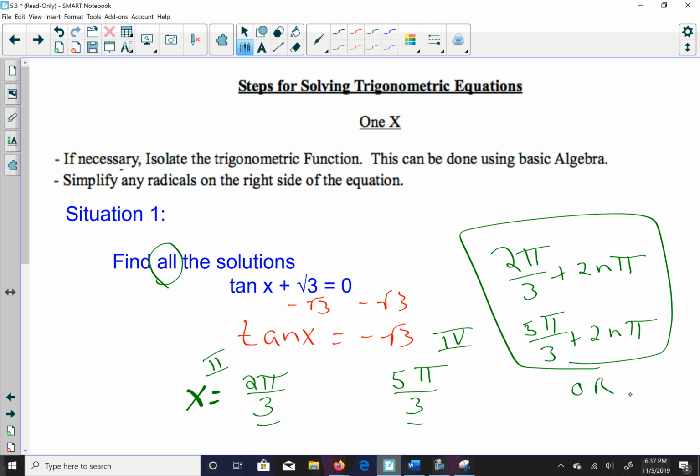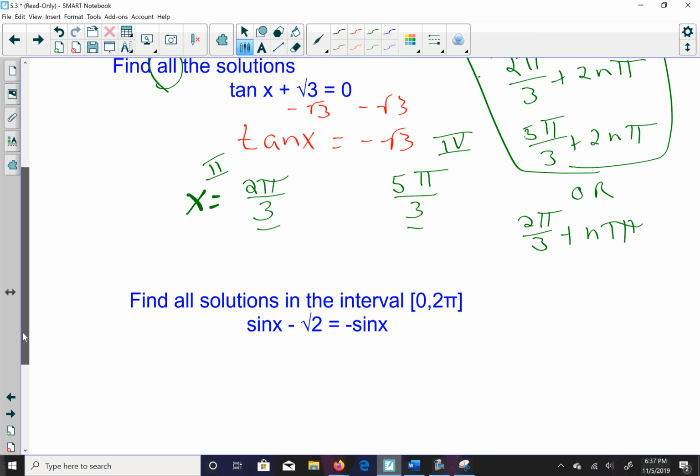Or I can just say 2 pi over 3 plus multiples of pi. Oopsie, multiples of pi, because the distance between 2 pi over 3 and 5 pi over 3 is 1 pi. Either one of those answers is exactly the same. Both are correct.